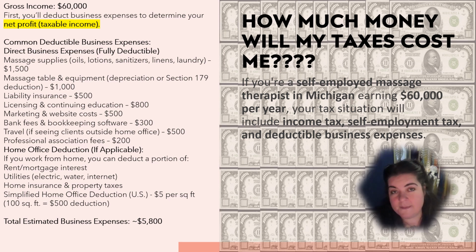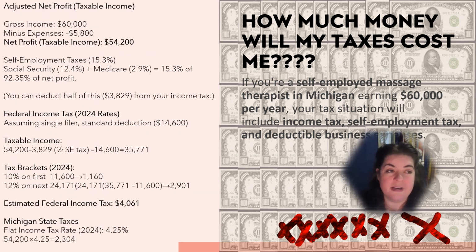So what does that look like? All right, so we're going to find our adjusted net profit. This is our taxable income, by taking our gross income that was $60,000 and then subtracting our expenses, which is $5,800. So now our net profit, our taxable income, is going to be $54,200. Now, this money I have over here, each bill is $1,000.